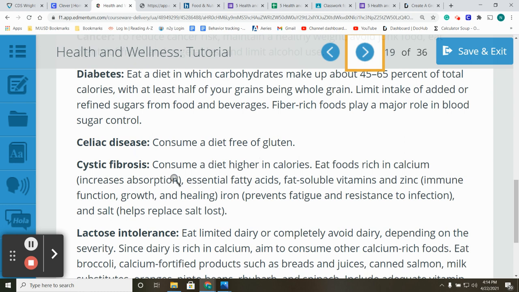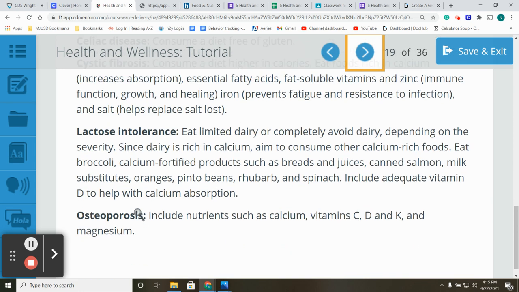Cystic fibrosis: consume a diet higher in calories. Eat foods rich in calcium, which increases absorption. Essential fatty acids, fat-soluble vitamins, and zinc support immune function, growth, and healing. Iron prevents fatigue and resistance to infection. And salt helps replace salt loss.